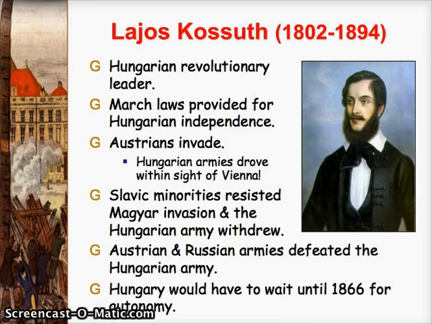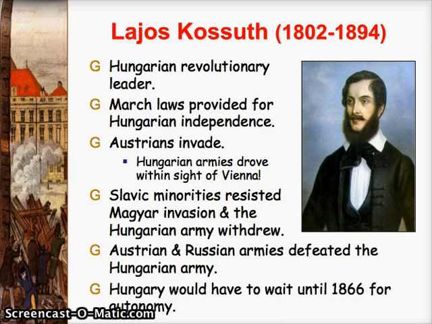there were laws that were passed called the March Laws in 1848, and what they do is they actually provide for Hungarian independence. So obviously this makes Hungarians very excited, this incites a lot of nationalism, but the Austrians are not very happy with this at all. So what they do is they invade Hungary against the March Laws. And what the Hungarians, of course, do is they respond to this by raising their own army.